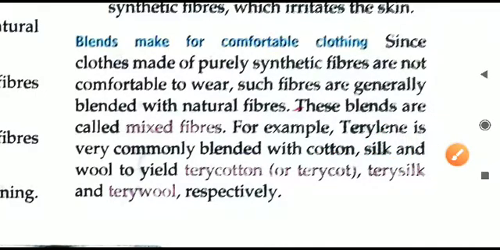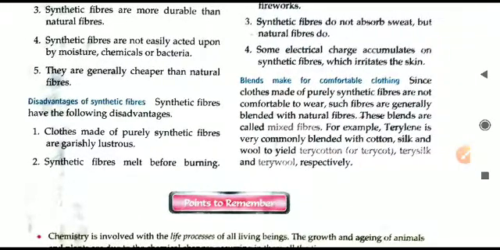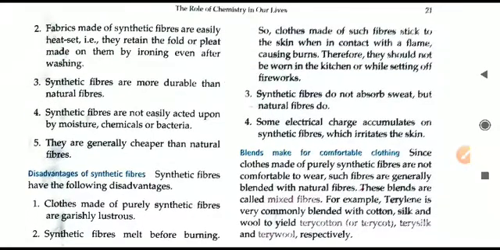So like this, different kinds of terylene fibers are there, which are all mixed fibers, and they can be used for obtaining the benefits of both the artificial and the other one, natural fibers. So they are comparatively less costly also in comparison to natural fibers.